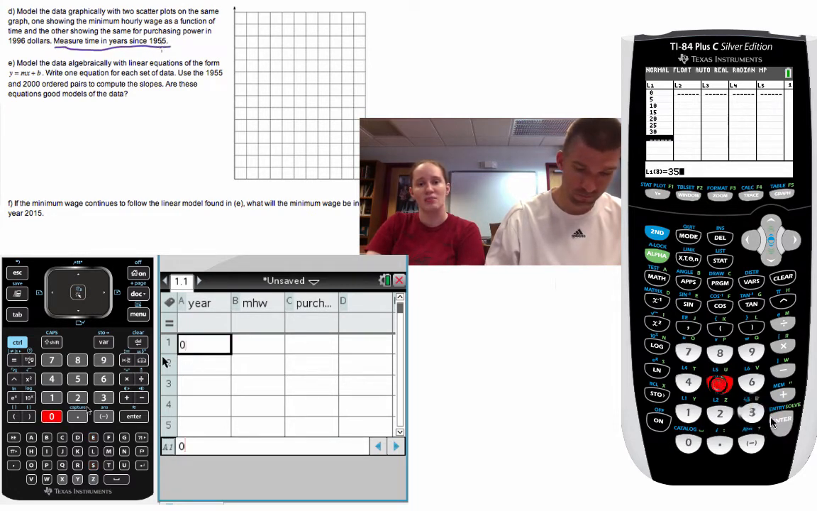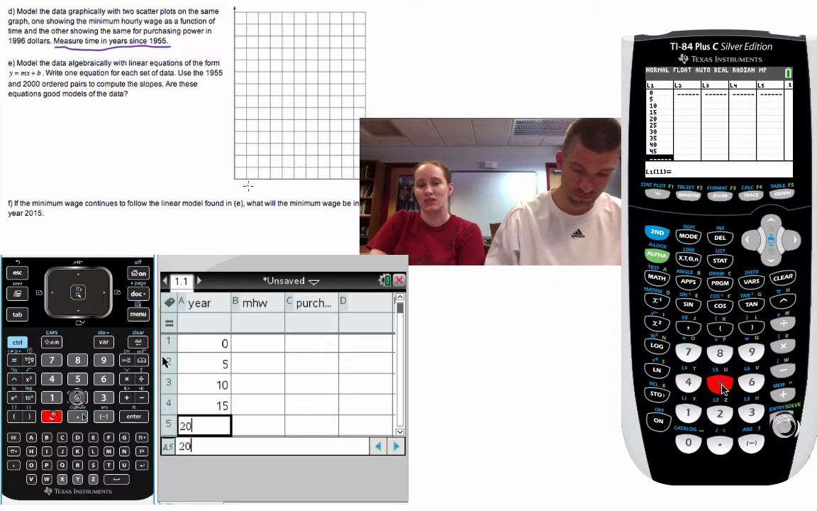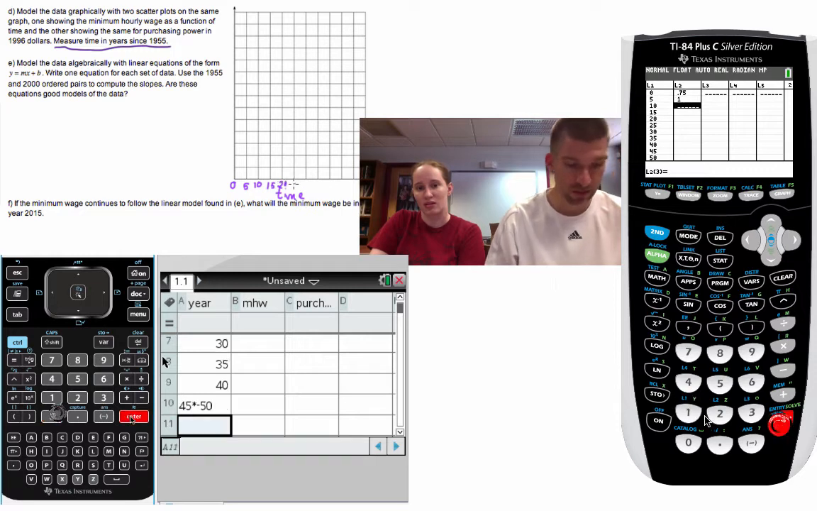Now, one thing that we do a lot of times with scatter plots when we have years is, notice here it says measure time in years since 1955. That means that instead of starting out with 1955 here at the bottom on my time scale, I'm actually going to start with 0. And then my years are going up by 5s. Where am I going to stop? I'll stop at 50.